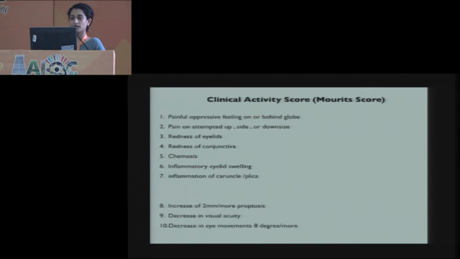What we currently use is the clinical activity score, or the Mourits score. How many of you have heard about the Mourits score? Good. Depending upon the findings that you get in that patient, you write down and then count it: 1, 2, 3, 4. There are 10 scores. Anything more than 3 is considered to be active. It's very, very important. You have to go back and read about it.